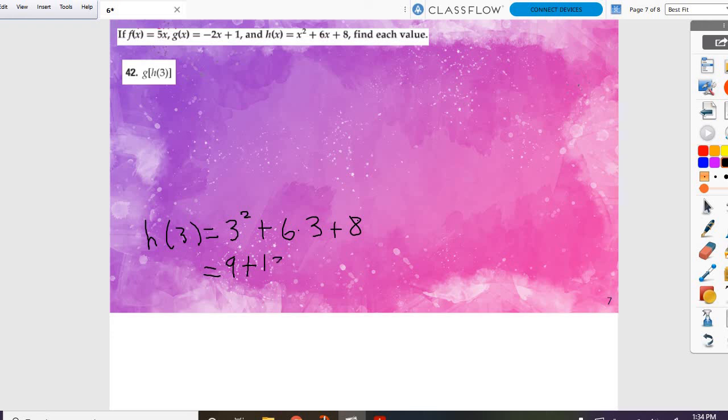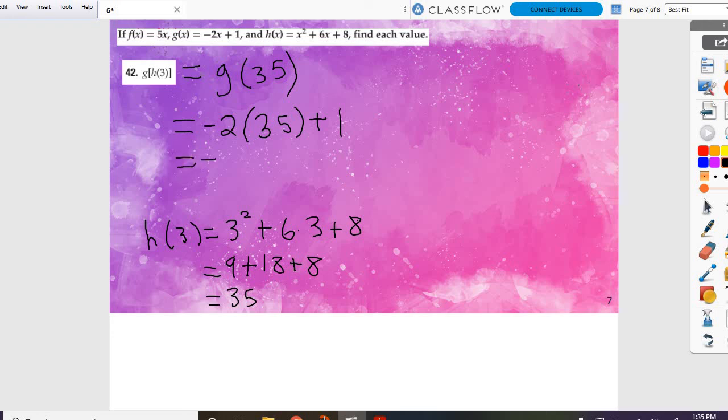So I get 9 plus 18 plus 8. Adding those all together, we get 35. So then now that we know what h of 3 is, that means that we can replace that inside with what we know h of 3 is, which is 35. And now we can evaluate that because we know what g is. So we can say, okay, I have an x times my negative 2, so I'm going to replace that with my 35, and then I have a plus 1. So negative 2 times 35 gives us negative 70, plus 1 gives us negative 69. So that would be our answer.